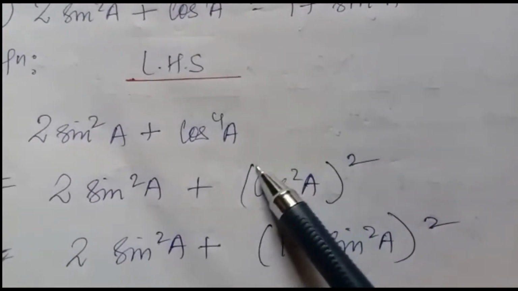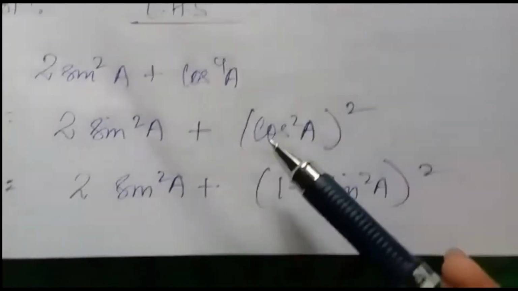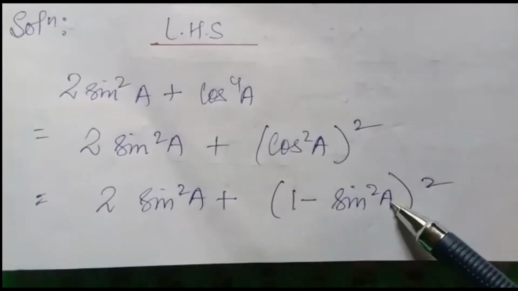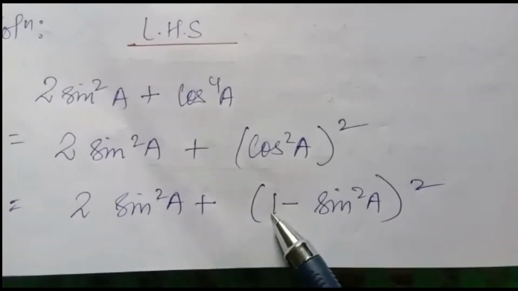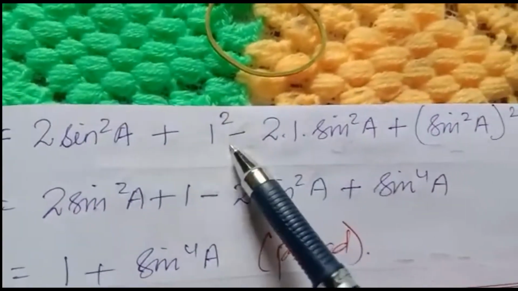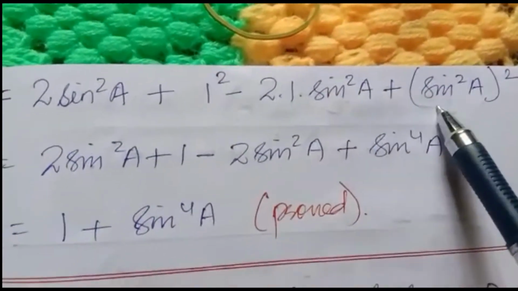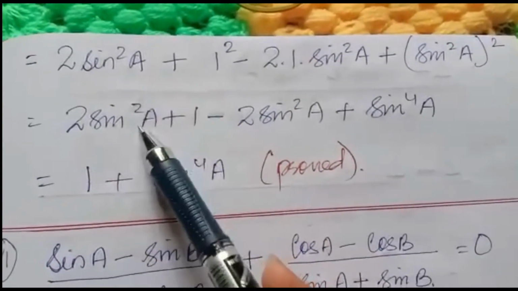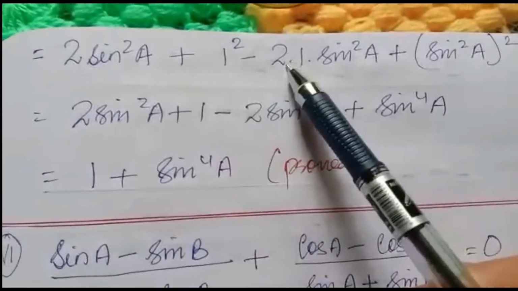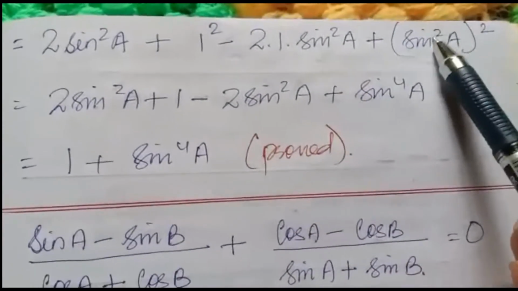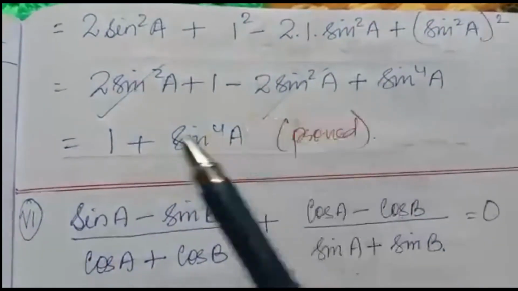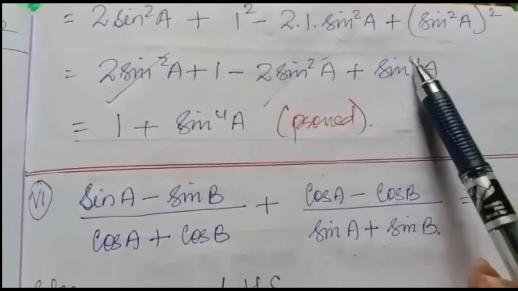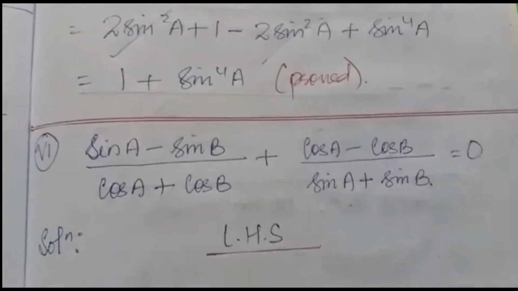Now we can replace this cos²A by sine. We know cos²A is 1 − sin²A, whole square. So this first term will remain the same. Here we will use the formula of (A − B)², which is A² − 2AB + B². 2 sin²A plus 1 (square of 1 is 1) minus 2 sin²A plus sin²A whole square, which is sin⁴A. 2 sin²A and 2 sin²A cancel. The answer is 1 + sin⁴A. This is the right hand side, proved.